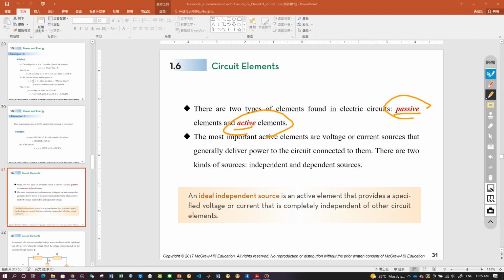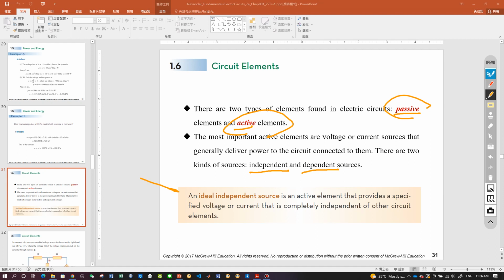We didn't see it before in senior high school or junior high school. One is called independent. Remember, independent and dependent, 独立的，或是不独立的. Here is the definition. An ideal independent source is an active element that provides a specified voltage or current that is completely independent of other circuit elements.